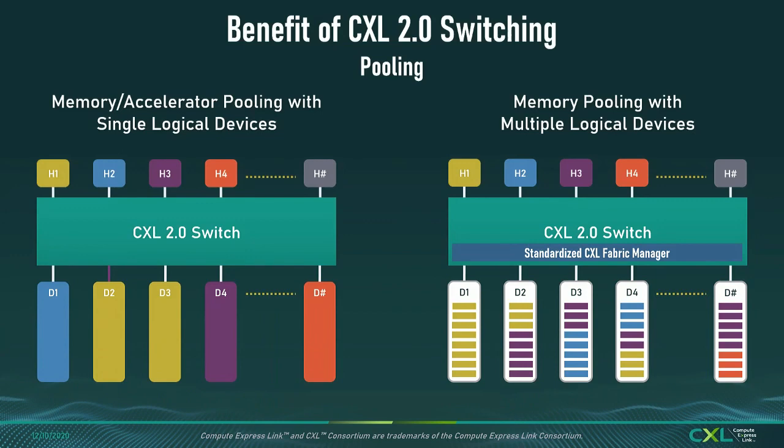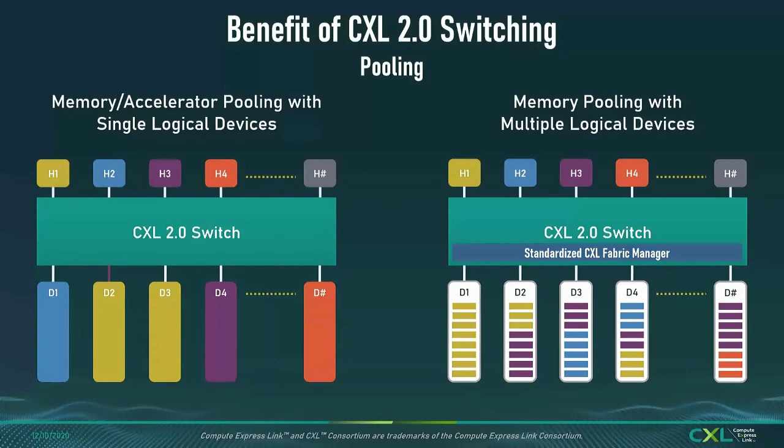Now in this example, on the left side, each of the devices is what we call a single logical device. What it means is that it can be assigned to at most one host at a time. Now, in addition to pooling of single logical devices, CXL 2.0 also enables the pooling of multiple logical type 3 devices to multiple hosts, as you can see in the picture on the right. So a type 3 device, which is again a memory expansion kind of device, is type 3 CXL.io and CXL.mem. It can be accessed simultaneously by up to 16 hosts. The spec allows for that.